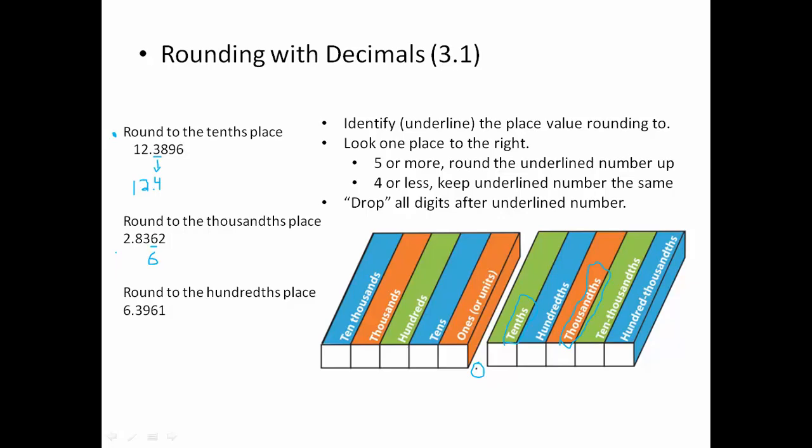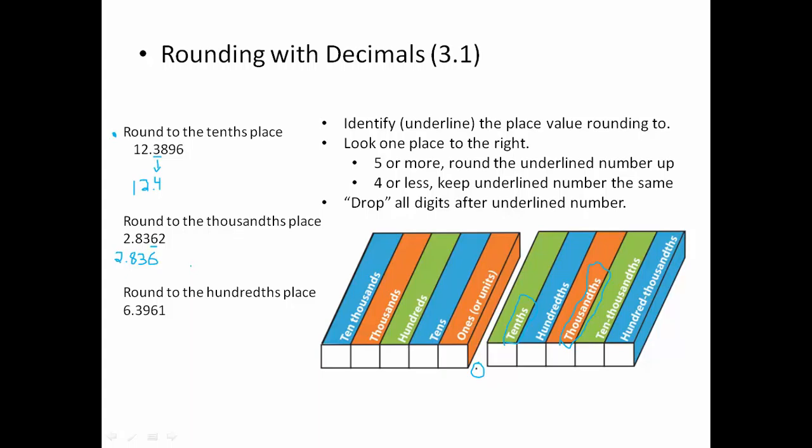Everything to the left of the 6, the 2, the decimal point, the 8, and the 3, are all going to come down. But the digits after the 6 get dropped, which means I don't write them. The final answer would be 2.836.